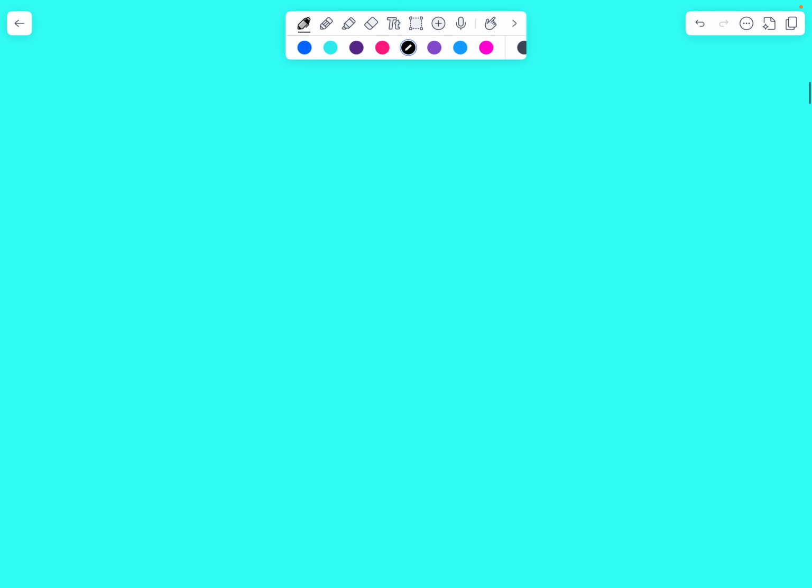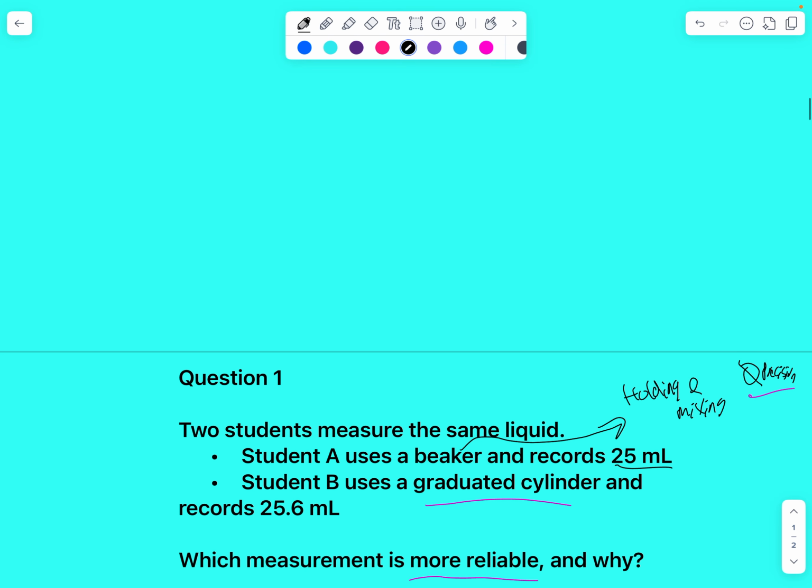So let's look at a practice problem. Okay, we have two students measure the same liquid. Student A uses a beaker and records 25 milliliters. Let me stop you guys. What do you guys know about beakers? We know they're like thick, fat cups, right? You'll see them in your lab. They're mainly used for holding and mixing, definitely not precision.